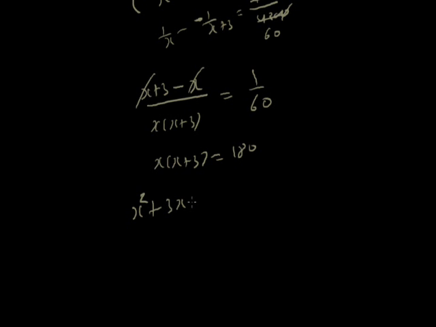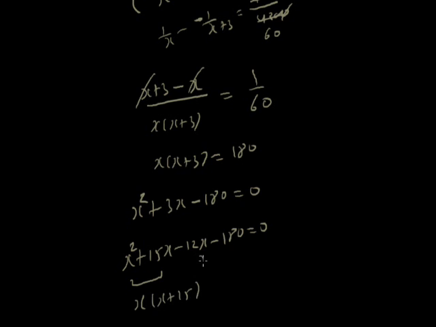180 को राइट साइड लेफ्ट साइड शिफ्ट करेंगे तो इट बिकम x square plus 3x minus 180 इक्वल्स टू 0. अब क्या करेंगे? 180 के हम फैक्टर्स करेंगे जिससे हमें 3 मिल सके. तो 180 के फैक्टर्स हो जाएंगे 12 एंड 15, बिकॉज 12 into 15 we get 180 and from 15 minus 12 I get 3. So x square plus 15x minus 12x minus 180 equals to 0. From these two terms I take x common, so x plus 15. From these two terms I take minus 12 common, so x plus 15 equal to 0.